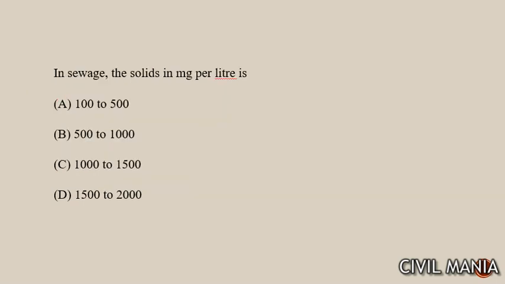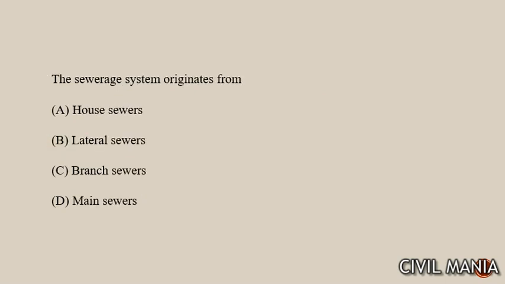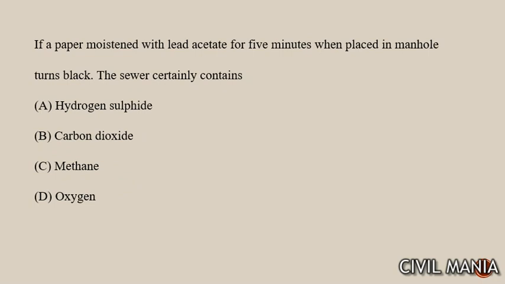Next question is, in sewage the solid in mg per liter is 500 to 1000 mg per liter. Next question is, where will the sewage system originate? The sewage system will originate from the house sewers. Next, it is the presence of hydrogen sulphide.